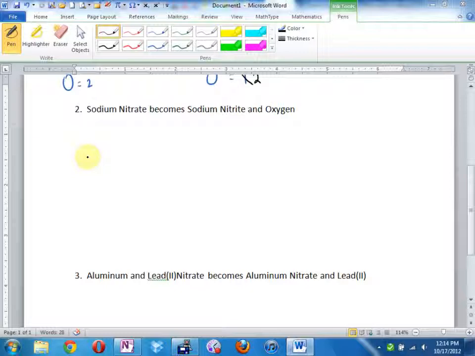Sorry about that. Number 2. And then we're going to do number 3, but right now, number 2. So, careful, read, Mr. Dewick. Sodium nitrate becomes sodium nitrite and oxygen. Okay, here we go. And this is from page 200 and something.